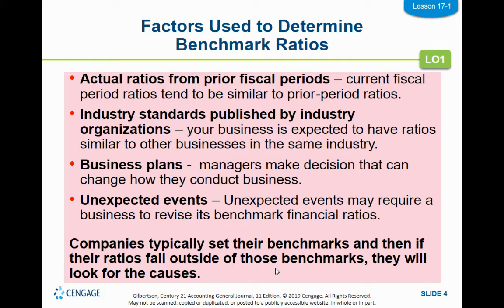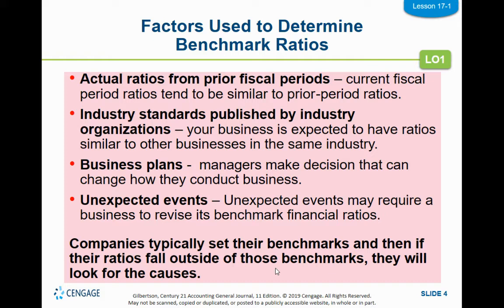So some of the things that you have to take into consideration when you are determining your benchmarks. The first thing is the actual ratios from your prior fiscal periods. So a lot of times what a company is going to do is they're going to compare one year to another year to another year. And so they're going to look at current fiscal period ratios and look at prior years' ratios and compare them. And then again, like I mentioned a minute ago, they're going to look at industry standards.